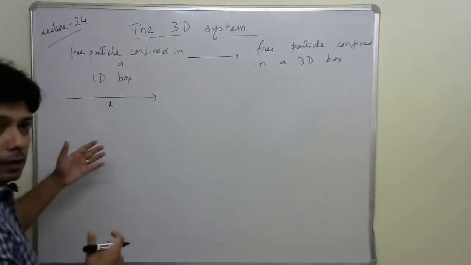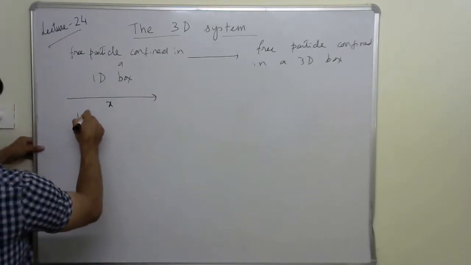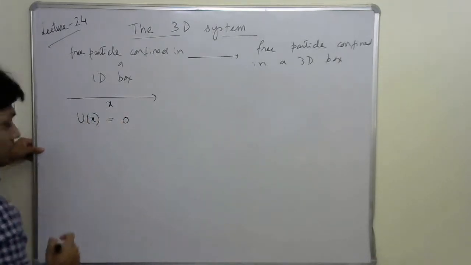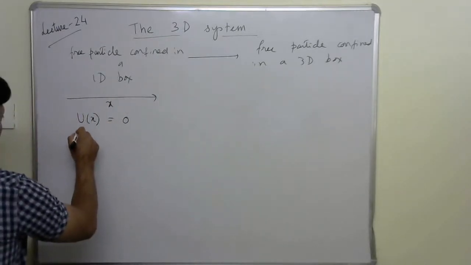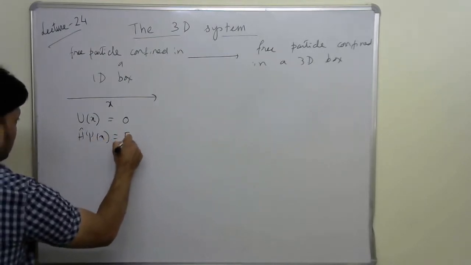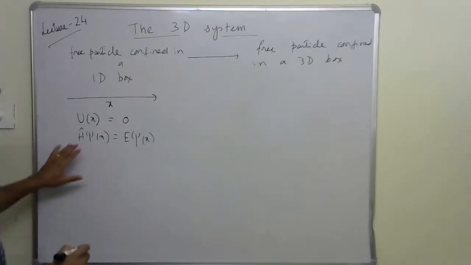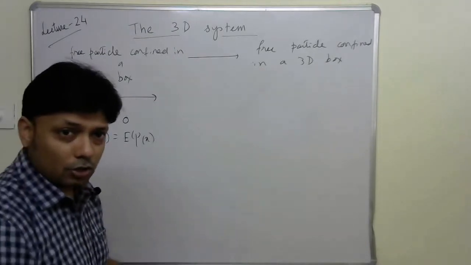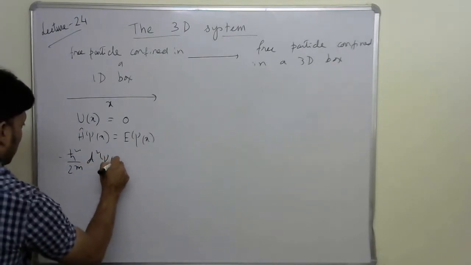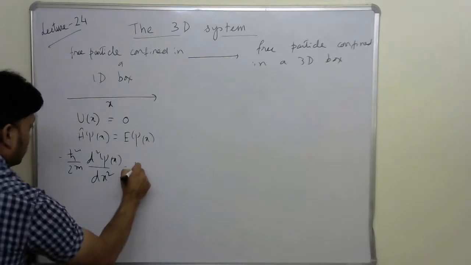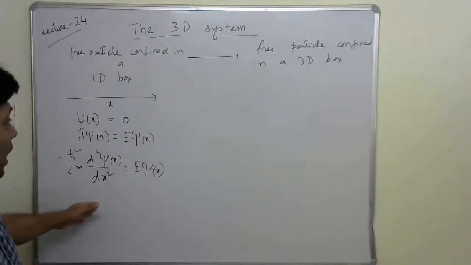So let's quickly refresh our memory that in a particle in a 1D box, the potential energy, which is a function of x, was 0. Within that confinement there is no potential energy. So according to the Schrödinger equation, we can write Hψ(x) = Eψ(x), and here our H operator is only the kinetic energy operator. So that tells us -ħ²/2m d²ψ(x)/dx² = Eψ(x). So this was our Schrödinger equation for a particle in a 1D box, and we have to solve it.